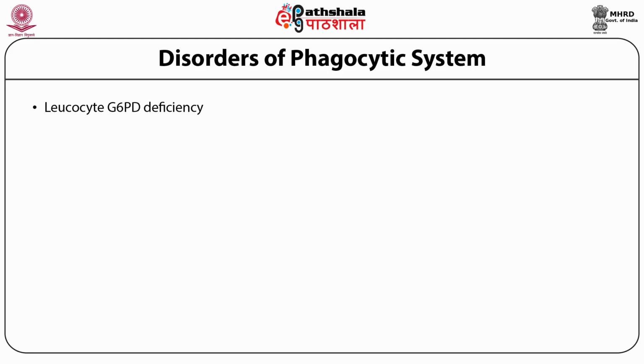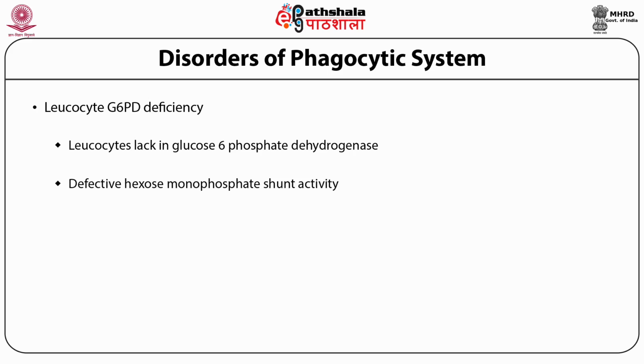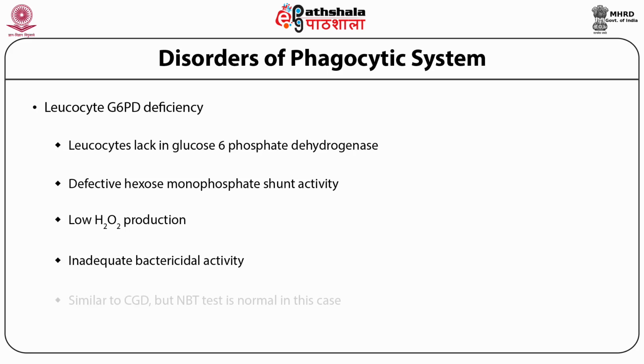Leukocyte G6PD deficiency. In this case, leukocytes are lacking in glucose 6-phosphate dehydrogenase, hence causing defective hexose monophosphate shunt activity, which is associated with low H2O2 production and inadequate bactericidal activity. Hence, they have impaired phagocytic activity. Although the condition is very similar to CGD, the NBT test is normal in this case.